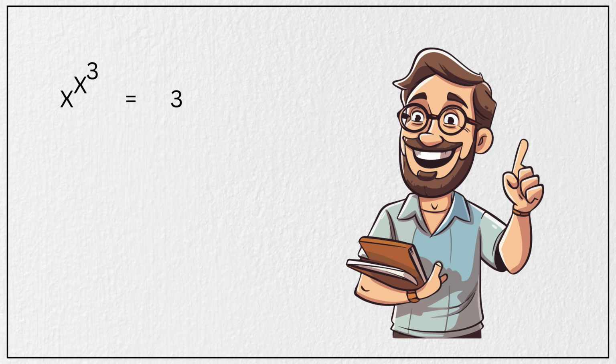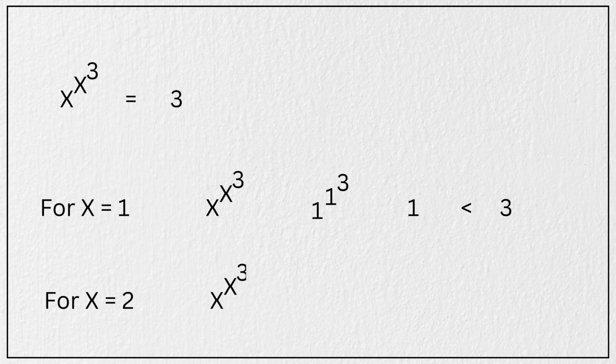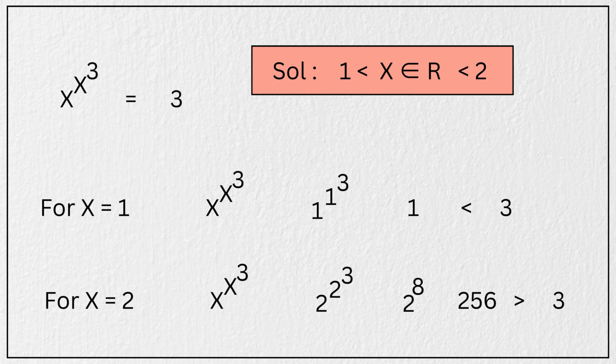But before we begin, let us test a few values. For x is equal to 1, x raised to the power of x cubed becomes 1 raised to the power of 1 cubed, which is just 1. That is less than 3. For x is equal to 2, we have 2 raised to the power of 2 cubed. 2 cubed is 8, and 2 raised to the power of 8 is 256, which is much larger than 3. That means the solution must lie between 1 and 2. Correct?